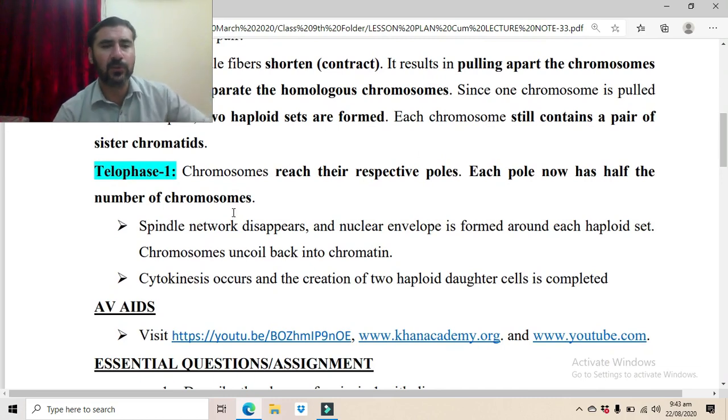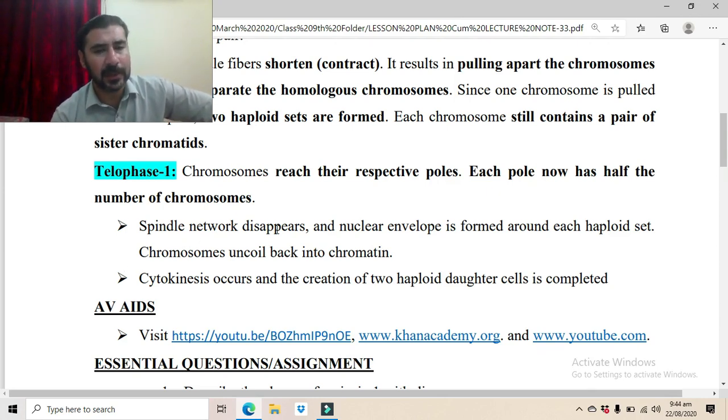Now in the telophase, what will happen? The chromosomes reach their respective poles. Each pole now has half the number of chromosomes. That is, a haploid set is transferred towards one pole and a haploid set is transferred toward the other pole. Now they have reached their respective poles. Each pole now has a haploid set, half the number of chromosomes.